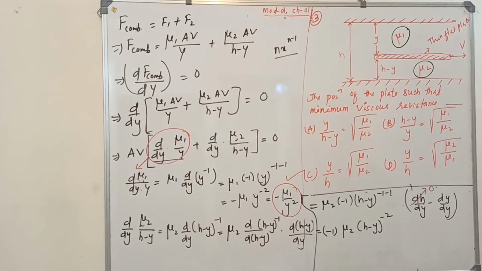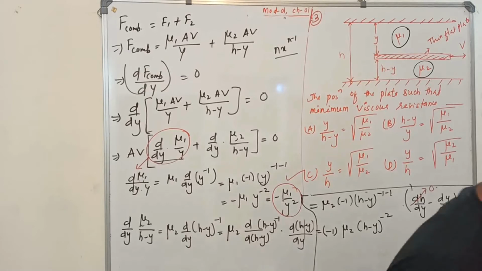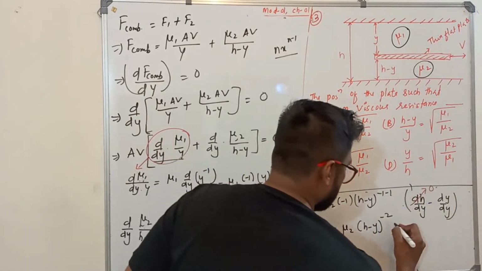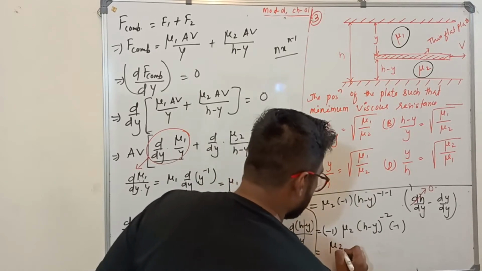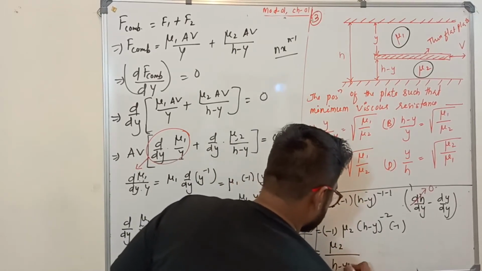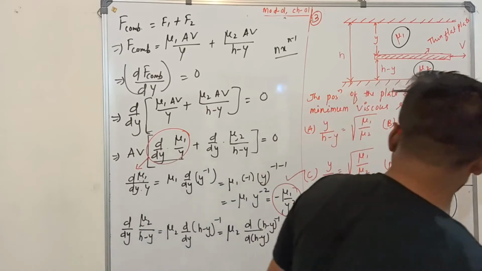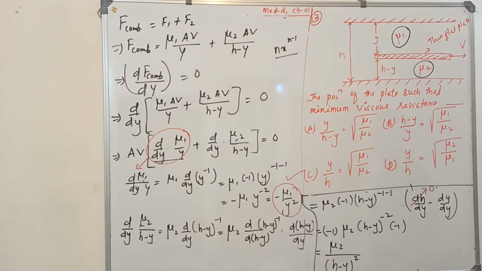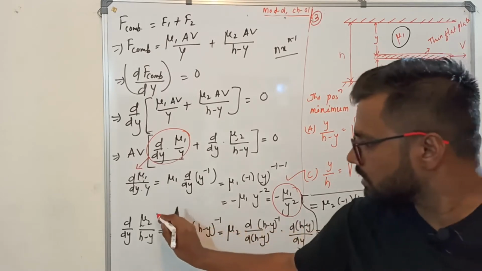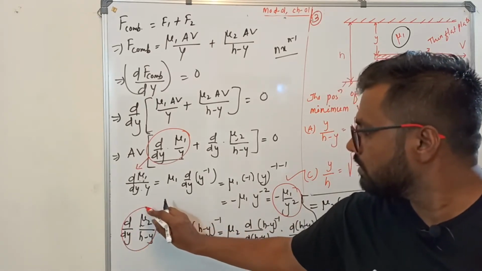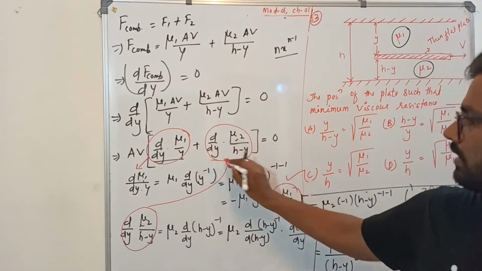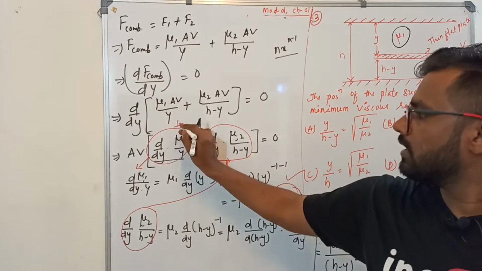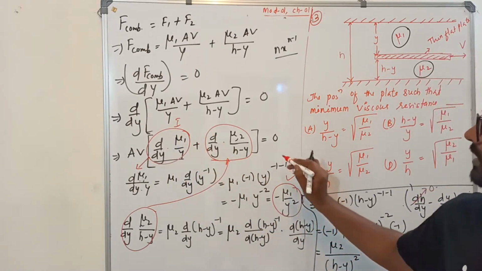So 0 minus 1 is how much? Minus 1. So what you got? Minus 1 plus 1. So what you got? Mu2 by h minus y whole square. Mu2 upon h minus y whole square. Which derivation is this? Sir, this answer. This is this part. Okay? Understood? So first part answer is this.